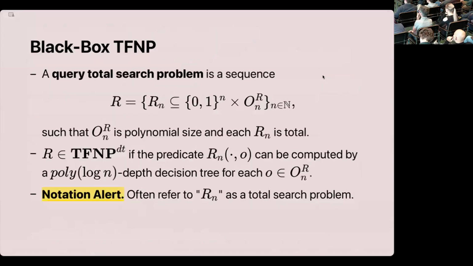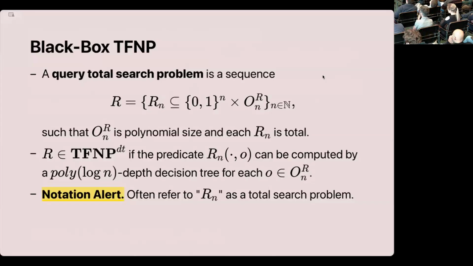So just quickly, a query total search problem is going to be a sequence of relations R. The input is an n-bit string on each n, but I'm going to let the output set be whatever you want, just any polynomial size. Okay, we're in the query complexity setting, so I'm not worried about encodings too much anymore. And now the idea is that I'm going to say that this search problem R is in black box TFNP, so that's what the DT stands for, decision tree.